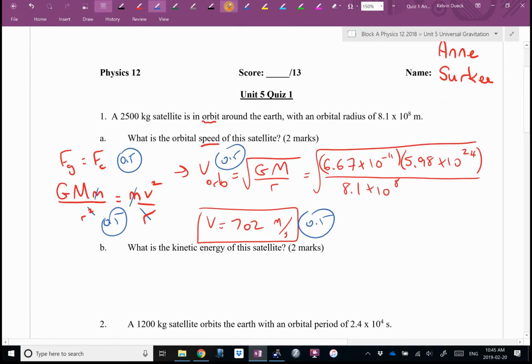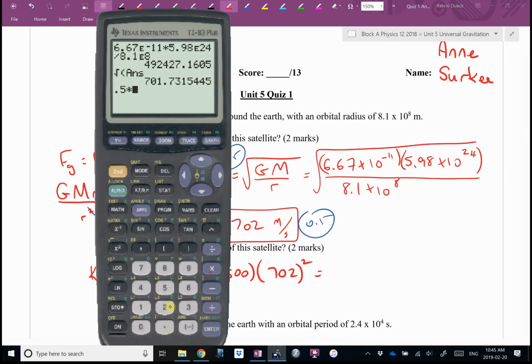B, what's the kinetic energy? Oh, easy peasy. KE equals a half mv squared. It's going to be 0.5 times 2,500. Oh, that's why they gave me the mass. Times 702 squared. I wrote 702, but you know I'm going to use my answer button. 0.5 times 2,500 times answer button squared. You get 6.16 times 10 to the 8. Is that right?